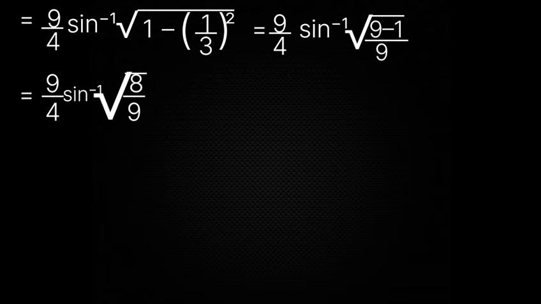Taking the square root of 8 simplifies to 2√2, and the square root of 9 is 3. This gives us our final result: (9/4) sin⁻¹(2√2/3). This perfectly matches the right-hand side, or RHS. Hence, the equation is proved.